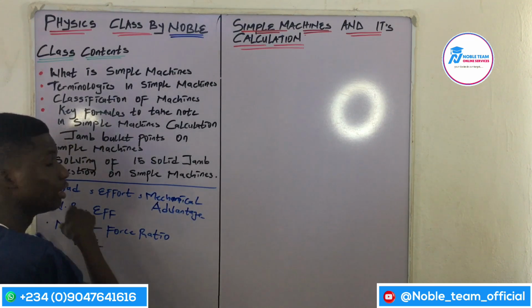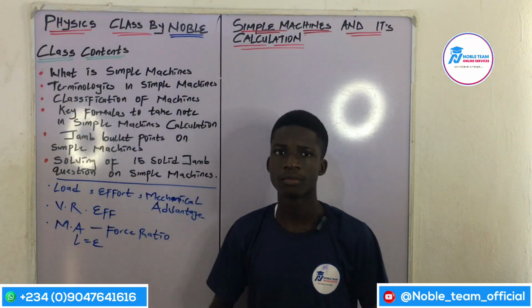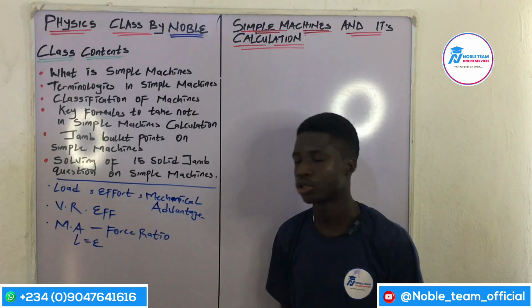Now, let's move into the velocity ratio. Once you hear velocity ratio, what comes to your mind? Velocity ratio can also be called distance ratio. Velocity ratio can also be called what? Distance ratio.